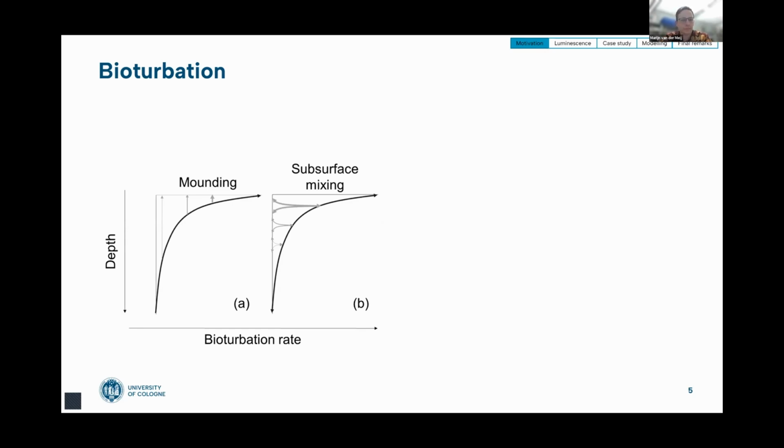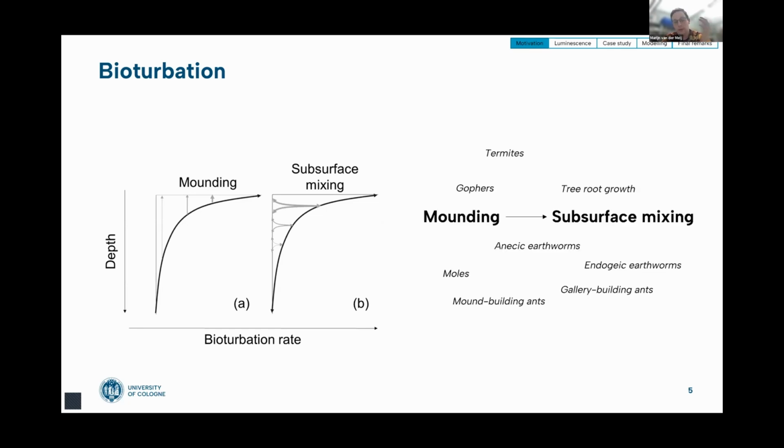So often when you have a certain mixing animal, a certain mixing organism in the soil, they often show both a combination of mounding, so they can transport some material to the surface, but they also have a big component of subsurface mixing, so they also transport material below the surface, you could say. And depending on the organisms and the way they behave in the soil, they either prefer more mounding transport over more subsurface mixing transport, or the other way around.